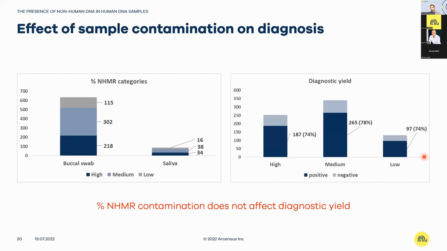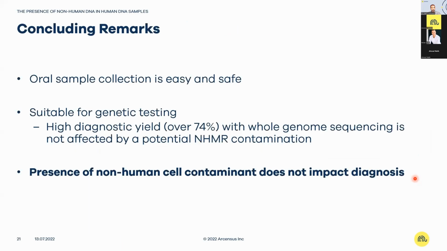and a similar percentage as in the high was also identified in the low, which was a little bit surprising, because we were expecting that the more bacterial contamination you would have, the worse the diagnostic yield would be, as this bacterial contamination would somehow reduce the coverage, so the depth of coverage for the samples, and therefore would make the identification of these relevant variants difficult, which was not observed. And with this, I would like to conclude.